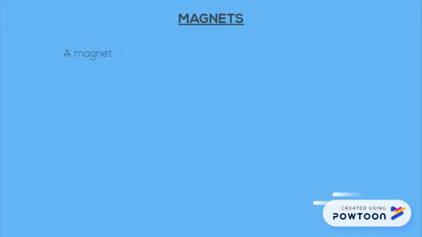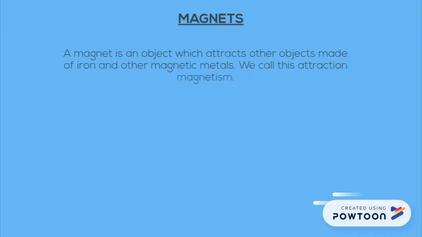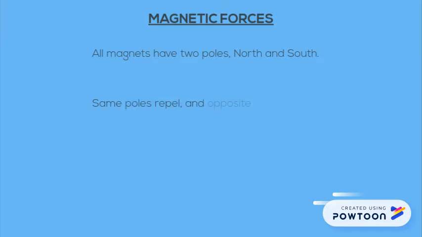Magnets. A magnet is an object which attracts other objects made of iron and other magnetic metals. We call this attraction magnetism. Magnets can be natural, like magnetite, or artificial magnetic forces. All magnets have two poles, north and south. Same poles repel and opposite poles attract.